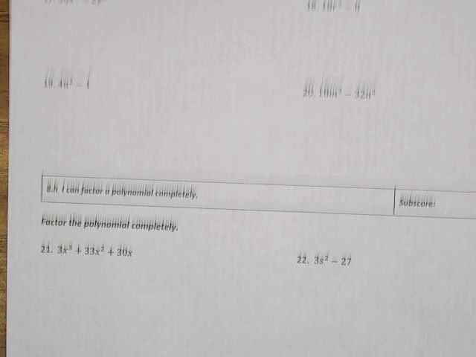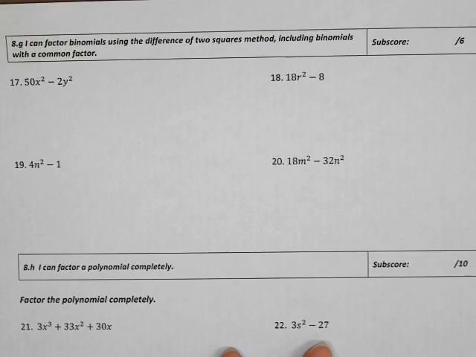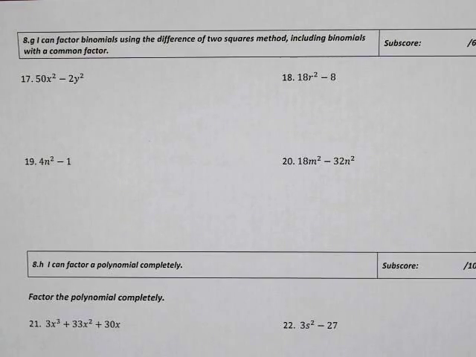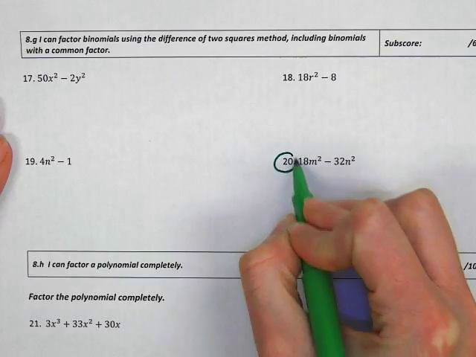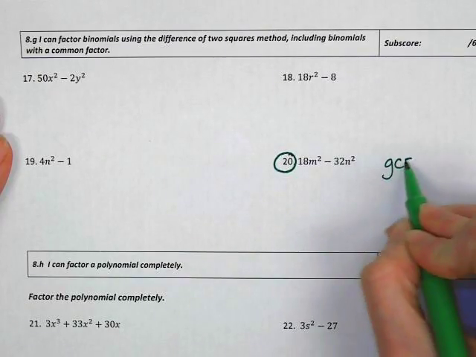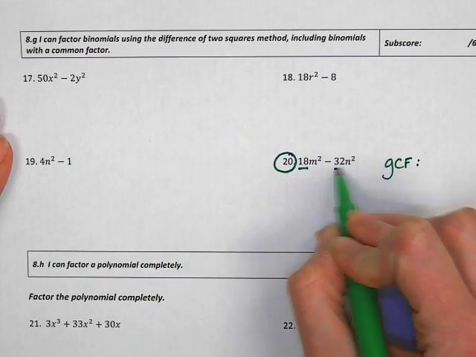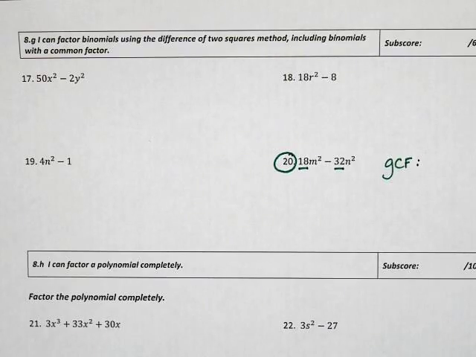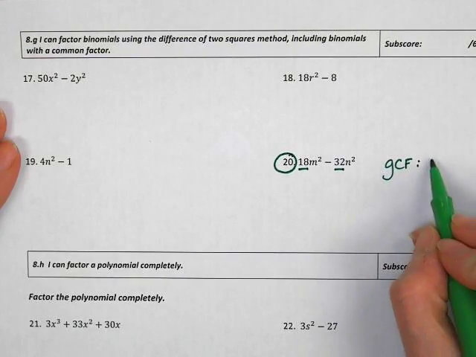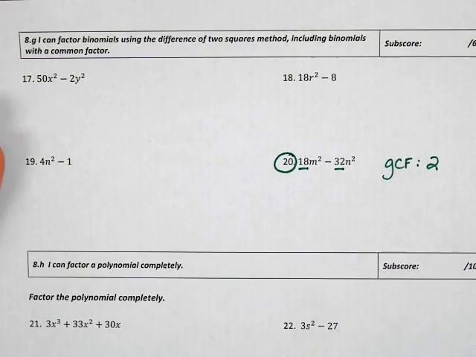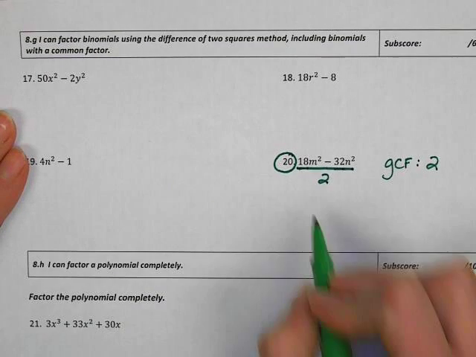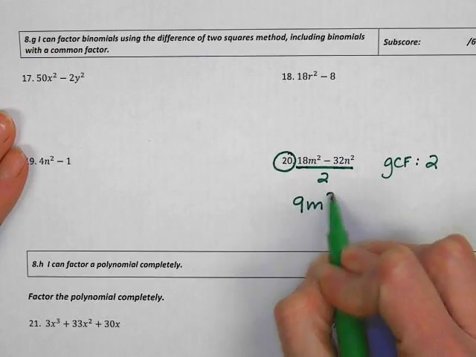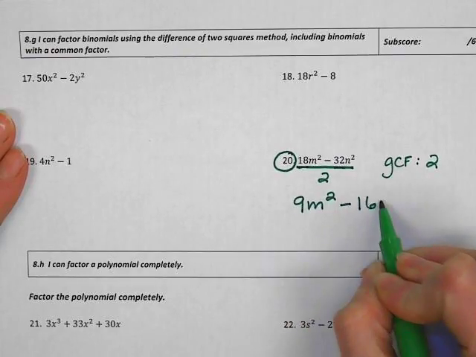Okay, on to the difference of two perfect squares. Okay, let's try number 20. First thing, GCF. So what is the GCF? What can we divide 18 and 32 by? And the answer is 2. So let's start by just dividing every piece by 2, and you get 9m squared minus 16n squared.